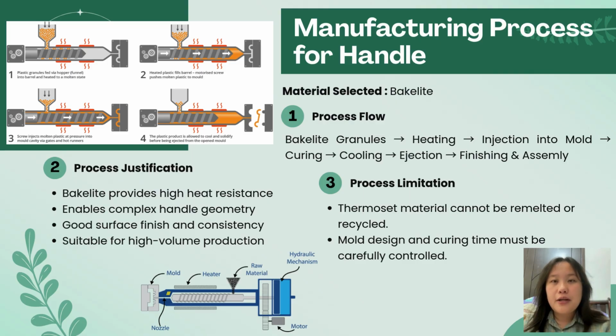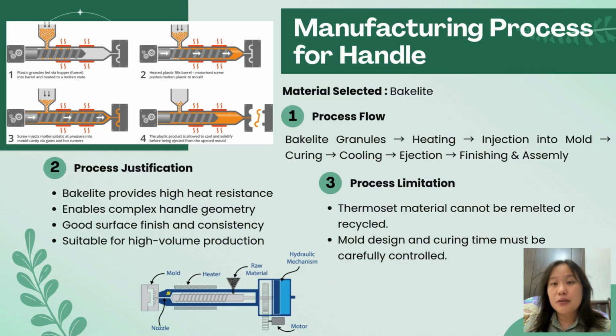So for this slide, I would like to introduce the manufacturing process for the frying pan handle. The handle is manufactured using injection molding with bakelite, which is a thermoset polymer. Bakelite is heated and injected into a mold cavity, where curing occurs to form a rigid, heat-resistant handle. After cooling, the handle is ejected, finished, and assembled to the pan body using mechanical fasteners.